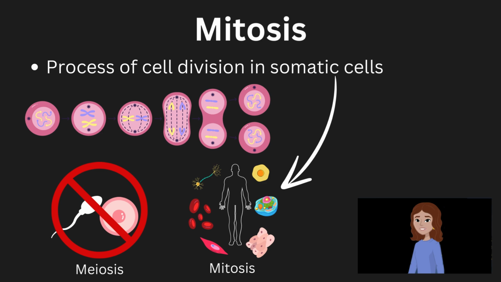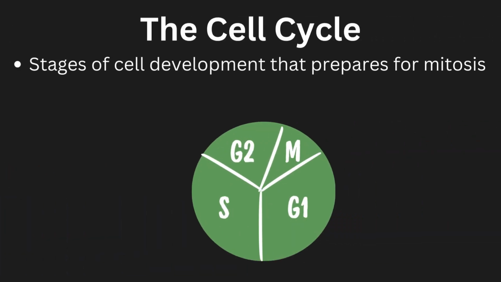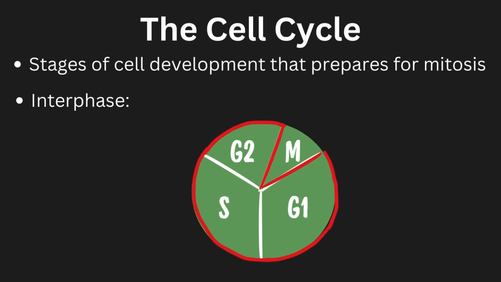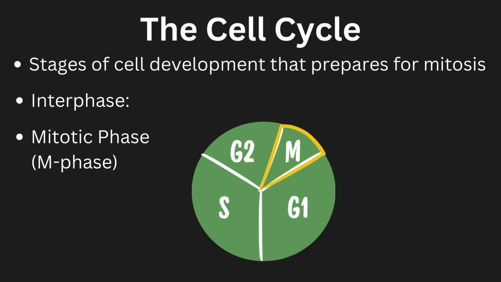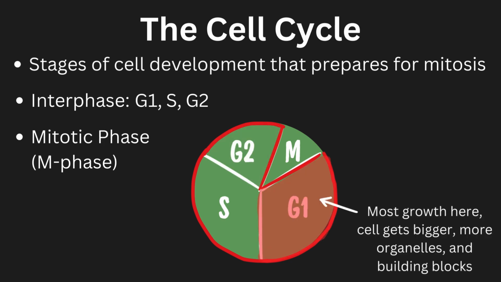However, before we can delve into mitosis, we need to quickly go over the cell cycle. The cell cycle is the stages of cell development that need to occur for mitosis to happen. The cell cycle can be divided into two main sections, interphase and mitotic phase, or M phase. Interphase is the longest phase and is made up of three stages called G1, S, and G2. G1 is our first growth phase and is where the majority of cell growth occurs. During this stage, the cell will become physically larger and will also grow extra organelles and molecular building blocks that we learned about previously, such as our nucleotides, amino acids, and lipids. All of this growth will prepare the cell to sustain mitosis.